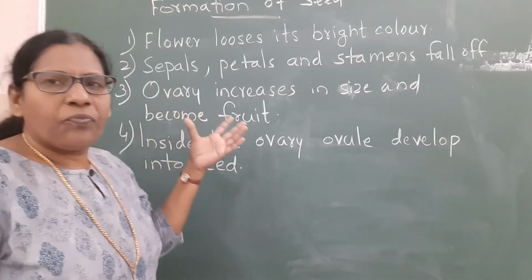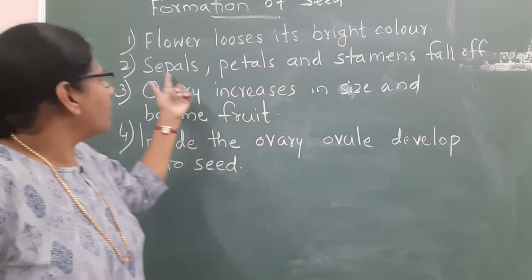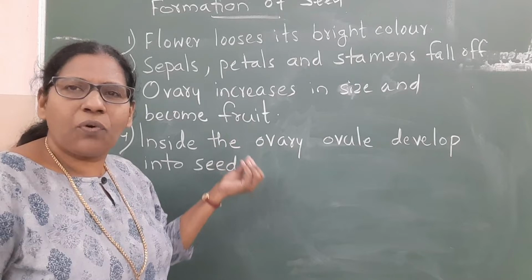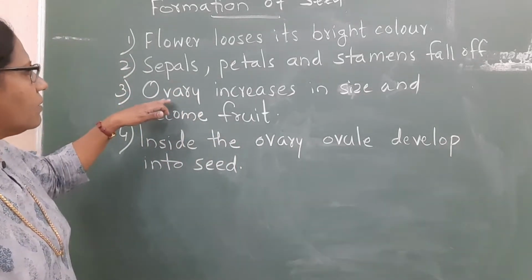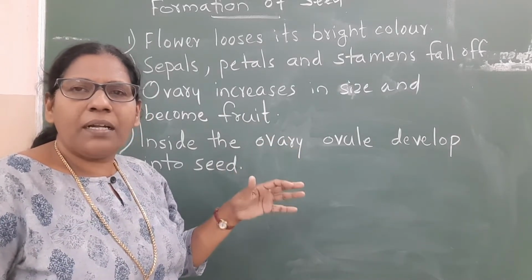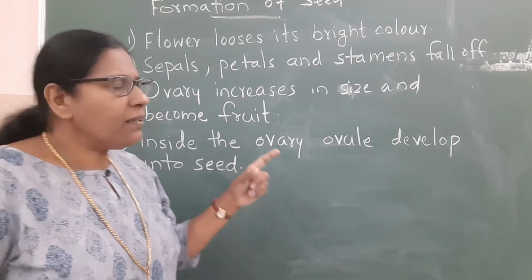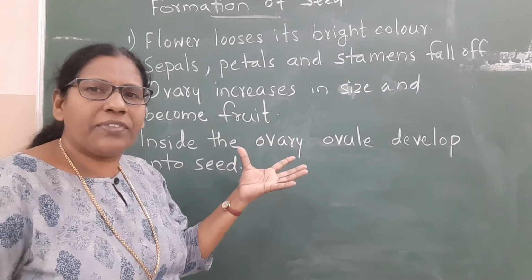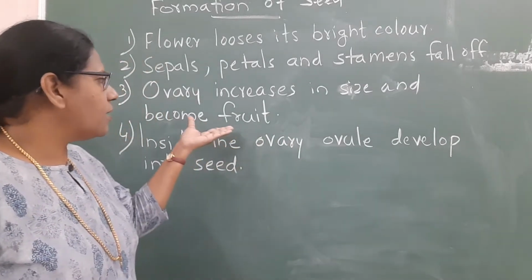And then we learned that these are the parts of the flower: sepals, petals, stamens. These start to fall off. Then the third thing, the female reproductive part has the ovary. That ovary increases in size after fertilization. It increases in size and becomes a fruit.